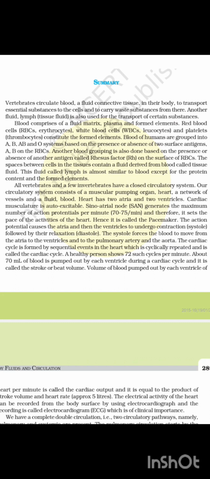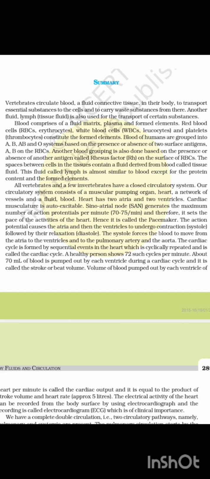Our circulatory system consists of a muscular pumping organ, the heart, a network of vessels, and a fluid, blood. The heart has two atria and two ventricles. Cardiac musculature is auto-excitable. The sinoatrial node generates the maximum number of action potentials per minute, 70 to 75 per minute, and therefore it sets the pace of the activities of the heart. Hence it is called the pacemaker.